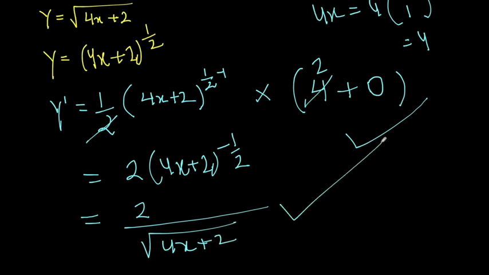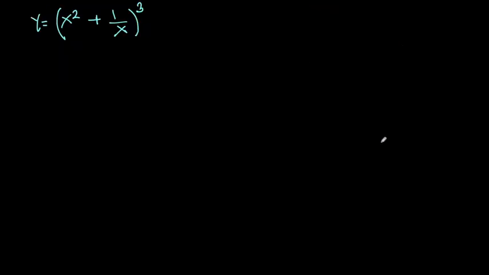You can see that it's so simple, but you have to keep the bracket in mind. Bracket to the power n is n bracket to the power n minus 1 multiplied by the differentiation of the bracket. Now let's take this question. So again it is bracket to the power 3, so we will follow this formula.